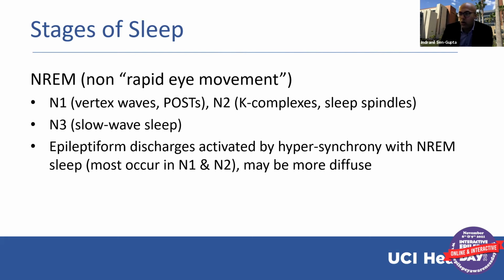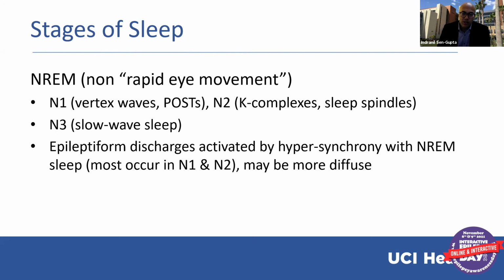Stage 1, or N1 of sleep, is characterized by vertex waves or positive occipital sharp transients of sleep, or POSTS. During stage 2 sleep, we see things like K complexes and sleep spindles. Stage 3 sleep is characterized by slow wave sleep, where there are broad, slow 1 to 3 hertz delta frequency waves that predominate in the recording.